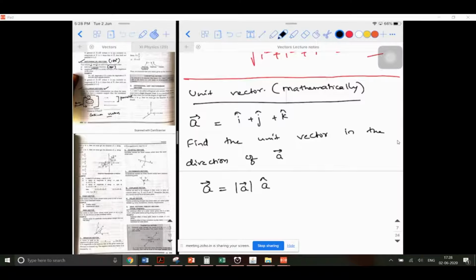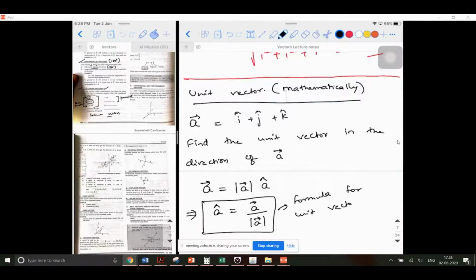Agreed? Accepted? This is what we had been discussing from yesterday. Now if I manipulate this equation, that is, if I try to write A cap, then A cap is written as A vector divided by the magnitude of A vector. Can I say this is going to be the formula for unit vector? So this is going to be the formula for unit vector. This is also a very, very important formula, so have this in your mind.